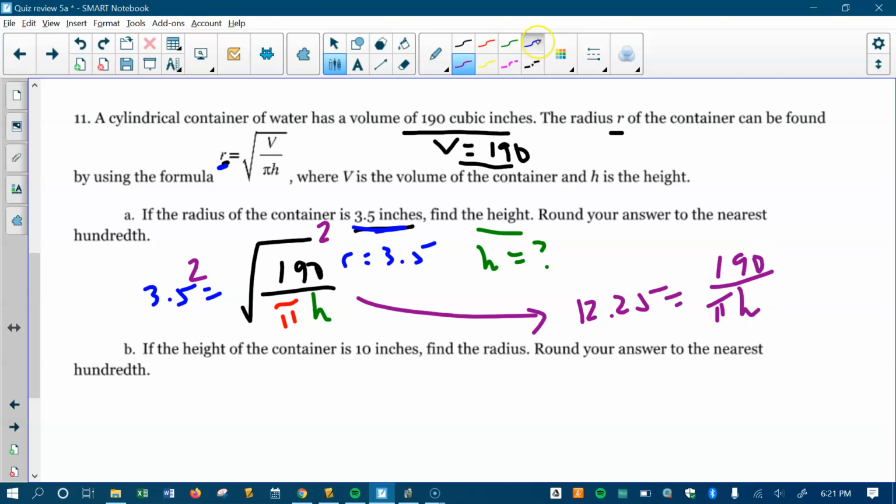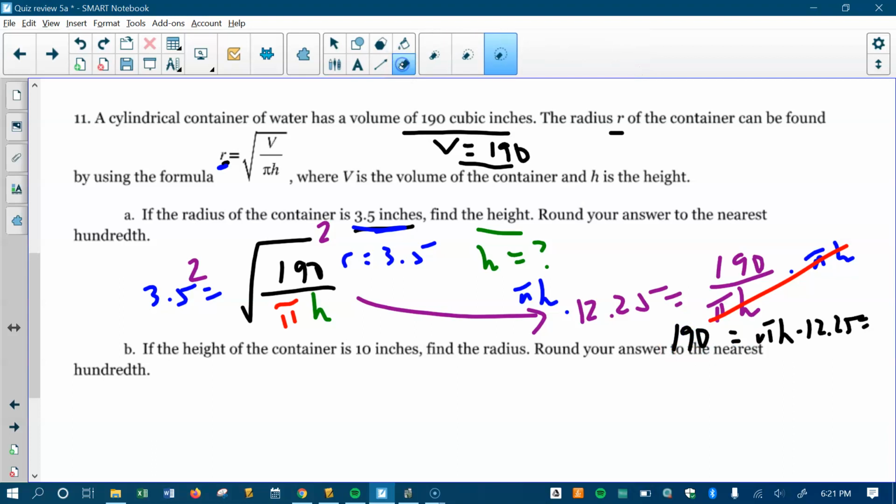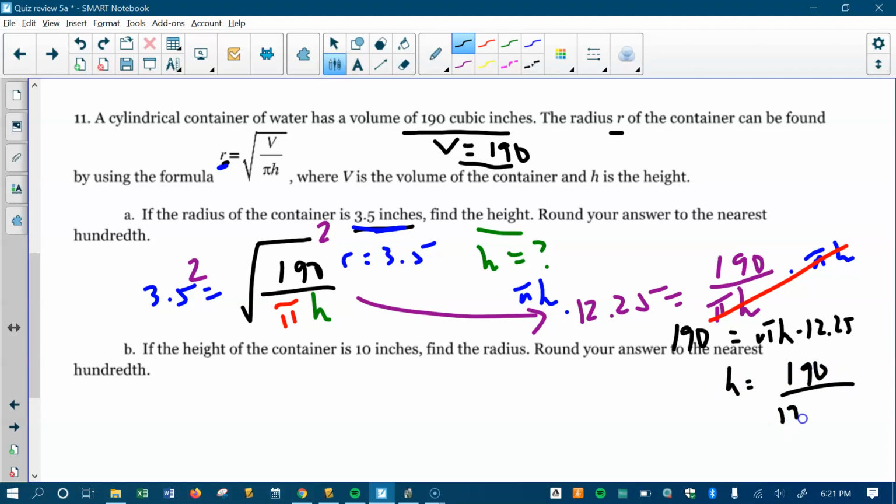Well, we can multiply by pi and h because we need to solve for h. But now I need to solve for h, so now these are gone. And now I'm going to have to divide by pi. So let me rewrite this here. I have pi h times 12.25, and that's equal to 190. Okay, so now to solve for h, I have to do h is equal to 190 divided by 12.25 pi.